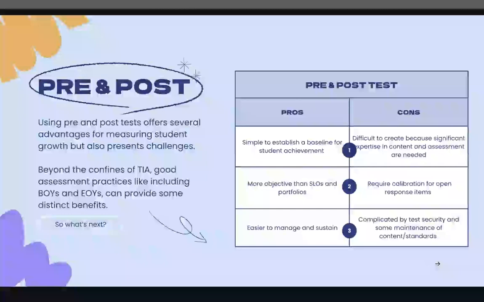If you have open response items on your assessments, obviously you're going to need to do some calibration there. Many of our STAR tests now have open response items, whether short constructed or extended constructed response. So what are those rubrics going to look like? What's your calibration and grading system going to look like? So that's something to think about. And then obviously there are some complications around test security and the maintenance of contents and standards. So maintaining these tests year over year and keeping them secure and those kinds of things can be difficult. So important considerations for your TIA committee to consider when adopting this plan.